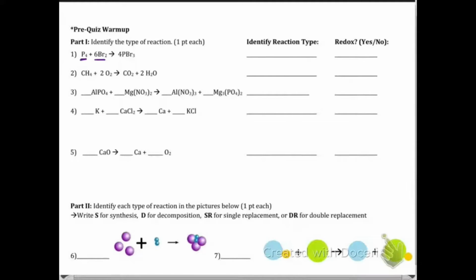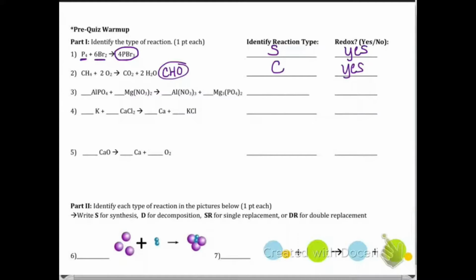A small thing and a small thing, and you got one big thing. That one big thing tells me that this is synthesis, and synthesis is redox. We do have a transfer of electrons. Number two, if you look at it, it's a CHO equation. It has C's, H's, and O's. That's how you know it's combustion. Combustion also has a transfer of electrons, so it's redox.